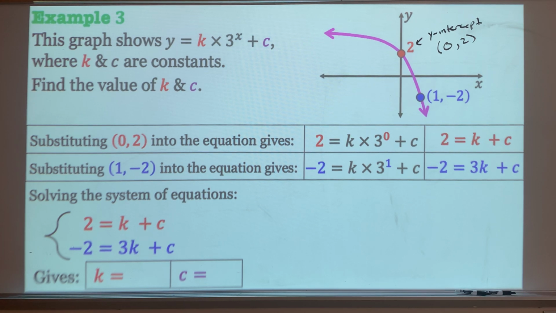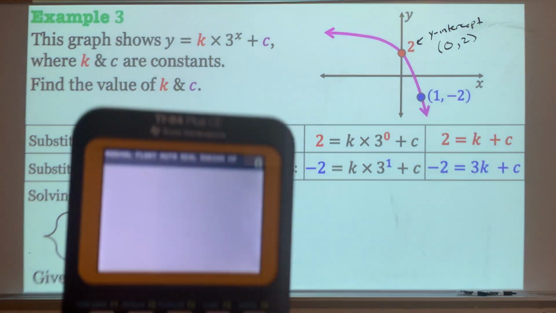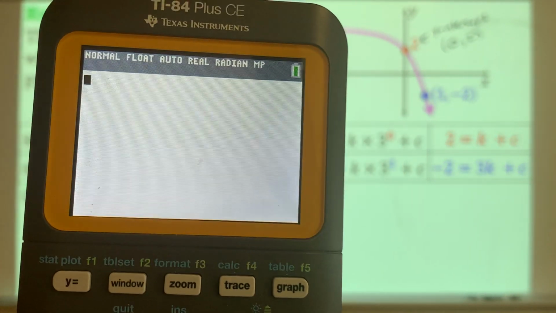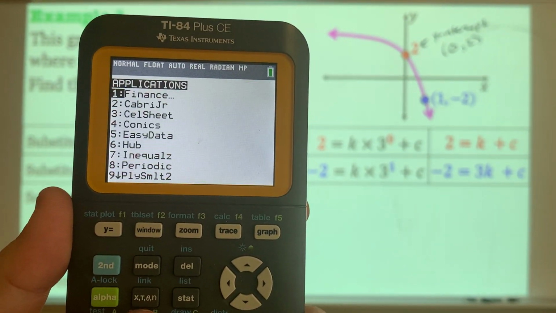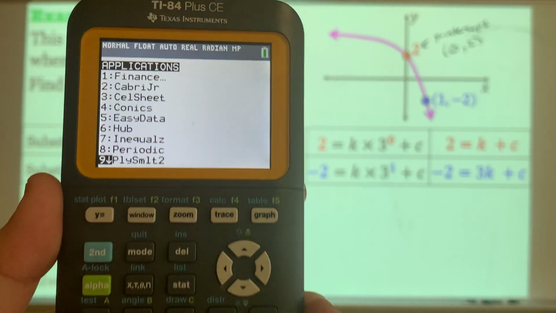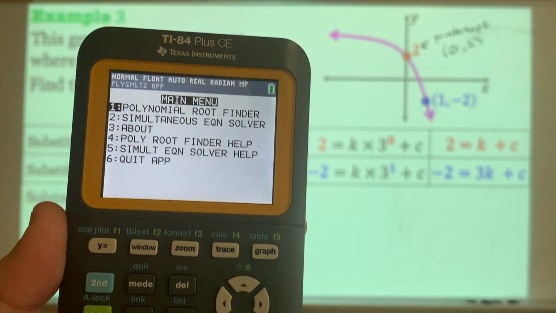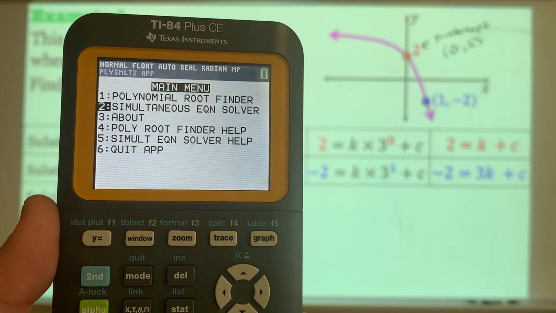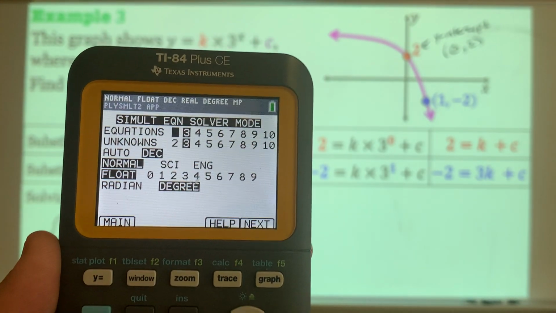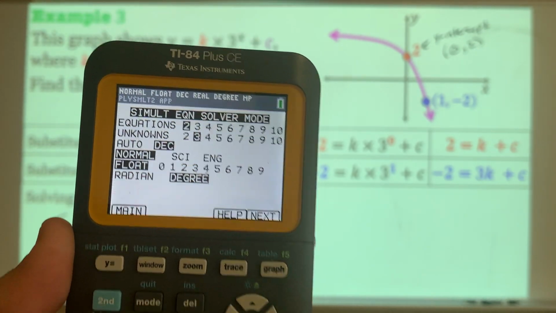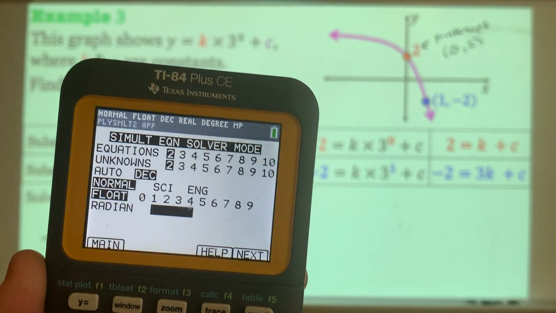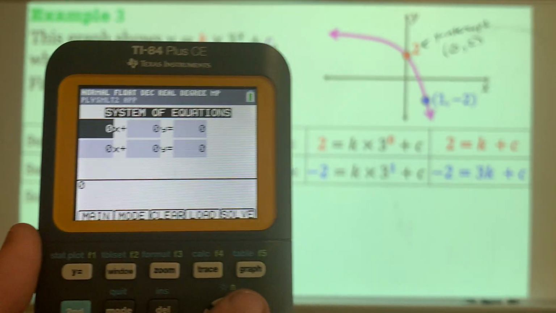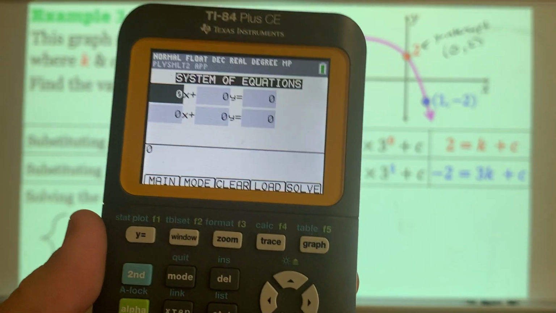How? Well, let's bring out our calculators. In our calculator, we go to our favorite old button, apps. We go down to number 9, PlySmlt2, the simultaneous equation solver, which is number 2. We have 2 equations, enter, and we have 2 unknowns, enter. Everything else looks good. Then you hit the graph button, which is next. So let me go put this in.